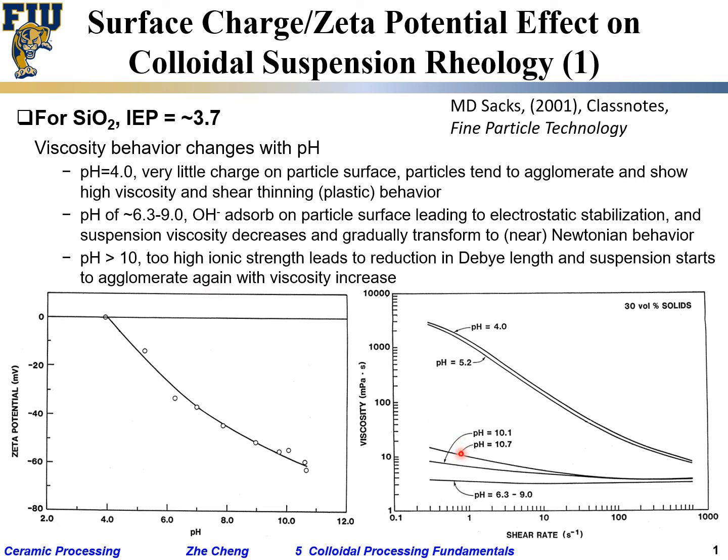And that's what people observed. When the particles start to agglomerate again, the viscosity, as compared to well dispersed, becomes slightly higher again, showing a weak shear thinning behavior. Okay?